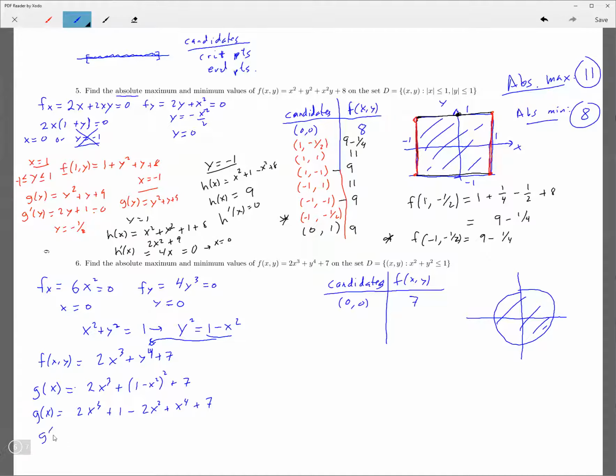Okay, first derivative. The 6x squared, plus or minus 6x. Wait, is that a 2 there? Oh, minus 4x, sorry. Okay. Plus 4x cubed.